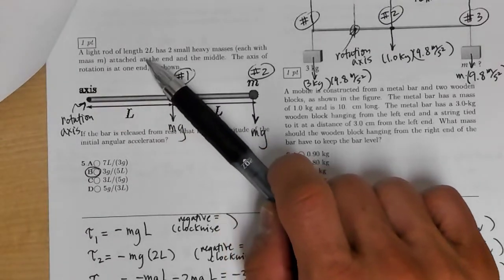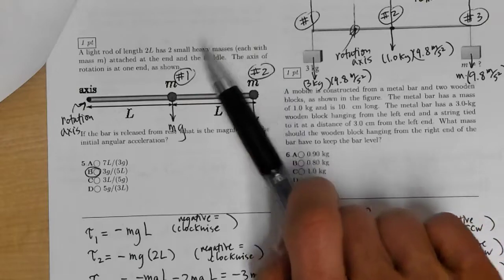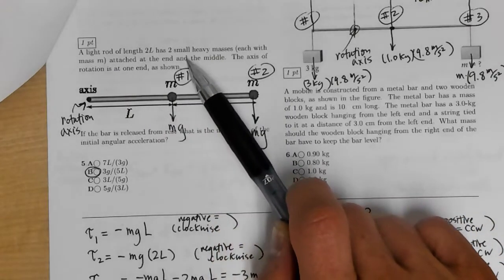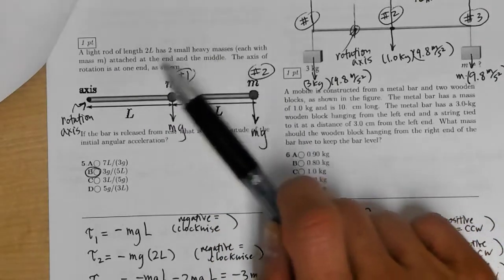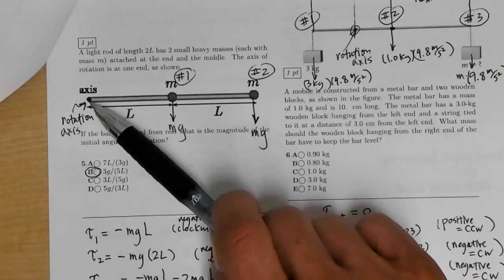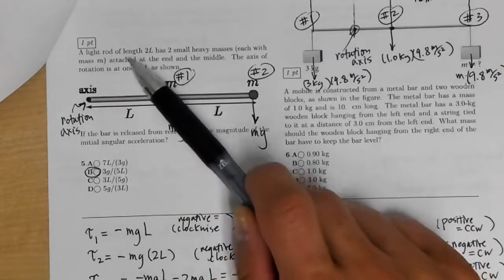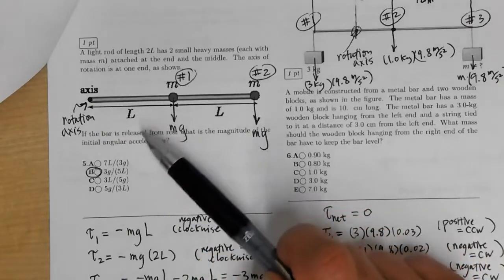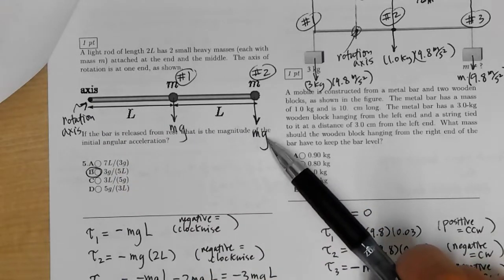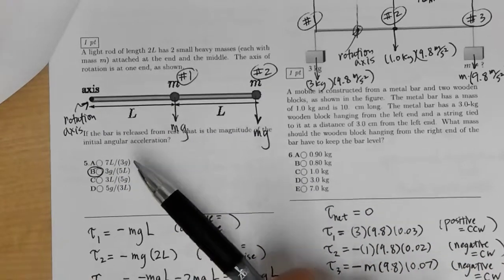Okay, a light rod of length 2L has 2 heavy masses, each with mass m, attached at the end and in the middle. The axis of rotation is at one end as shown. Okay, so we can neglect the mass of the rod. It's a light rod. If the bar is released from rest, what is the magnitude of the initial angular acceleration?